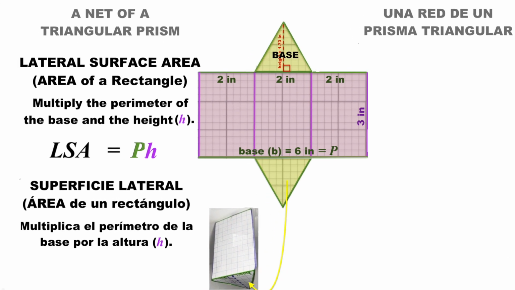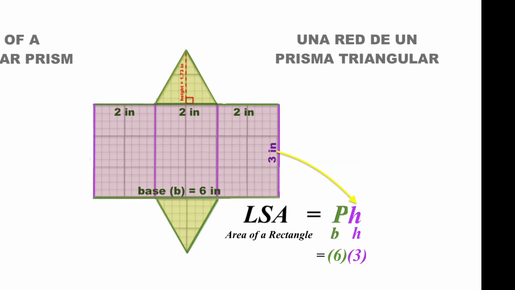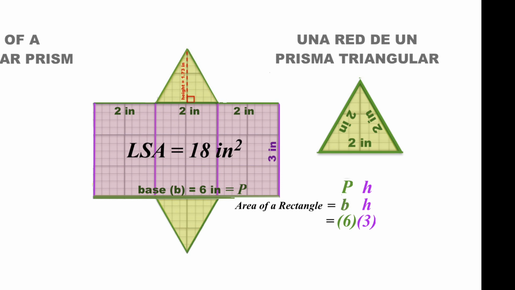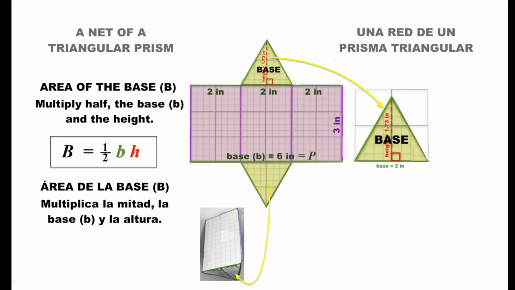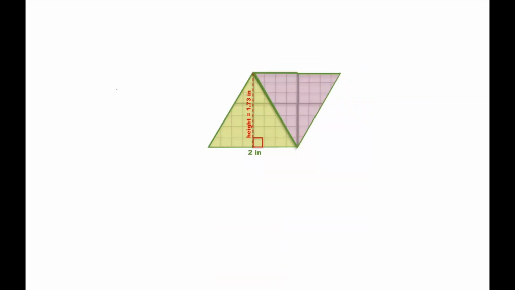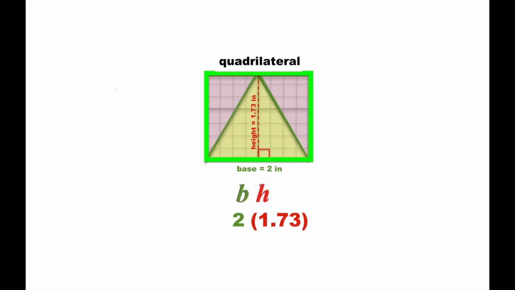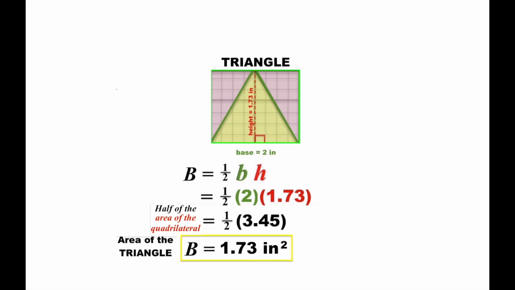Lateral surface area is the perimeter of the base times its height. The lateral surface area measures 18 square inches. The area of the base is half base times height. The base measures 2. The height is 1 73/100. The area of the triangular base is 1 73/100 square inches.